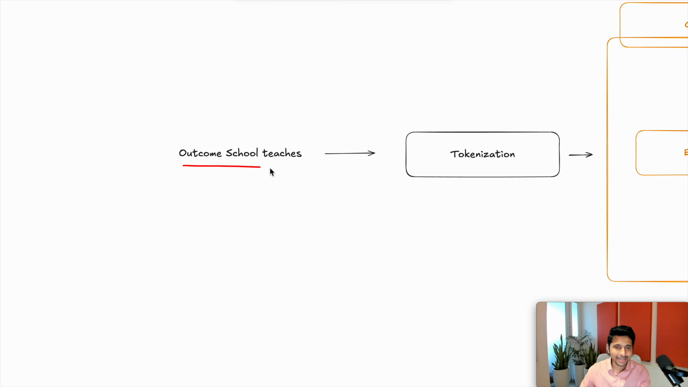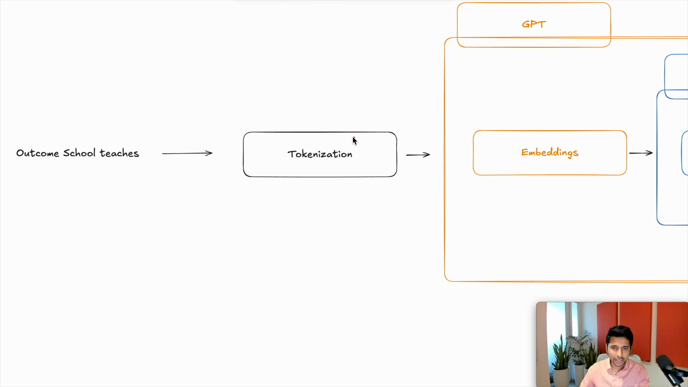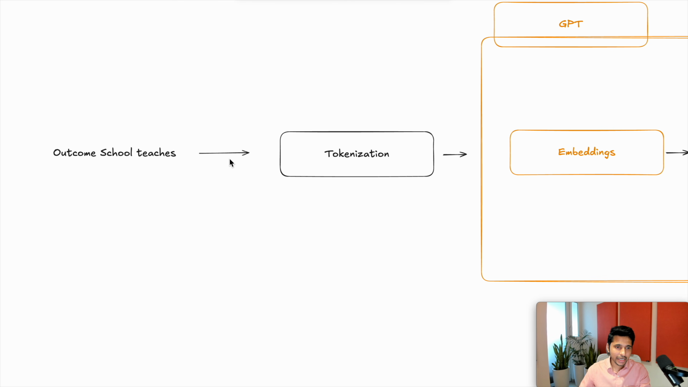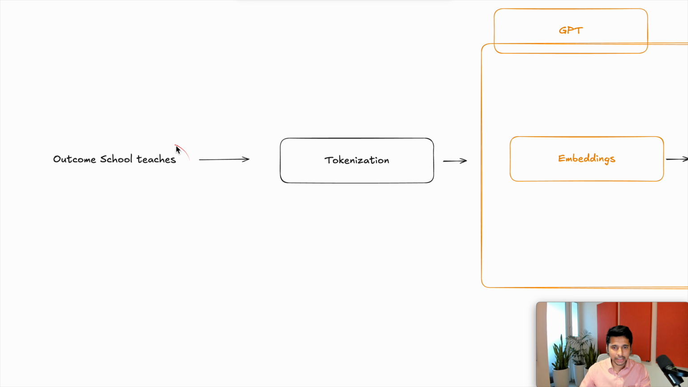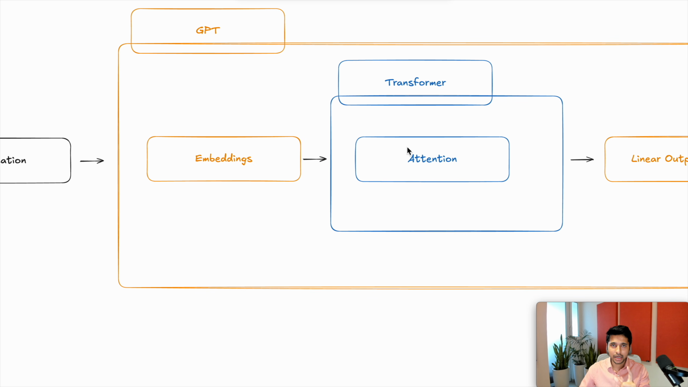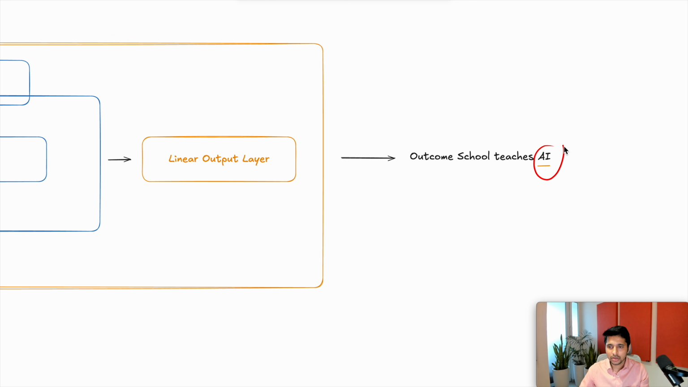Suppose this is our sentence, Outcome School teaches. Then we will have the process called tokenization, and that is the center of this video. Then we will have the GPT architecture like this, in which we do a lot of things. We take this sentence, Outcome School teaches, do the process of tokenization, and then feed this into the GPT model, the actual architecture. Then from there something like this will come out: Outcome School teaches AI. We will try to see how that is happening.